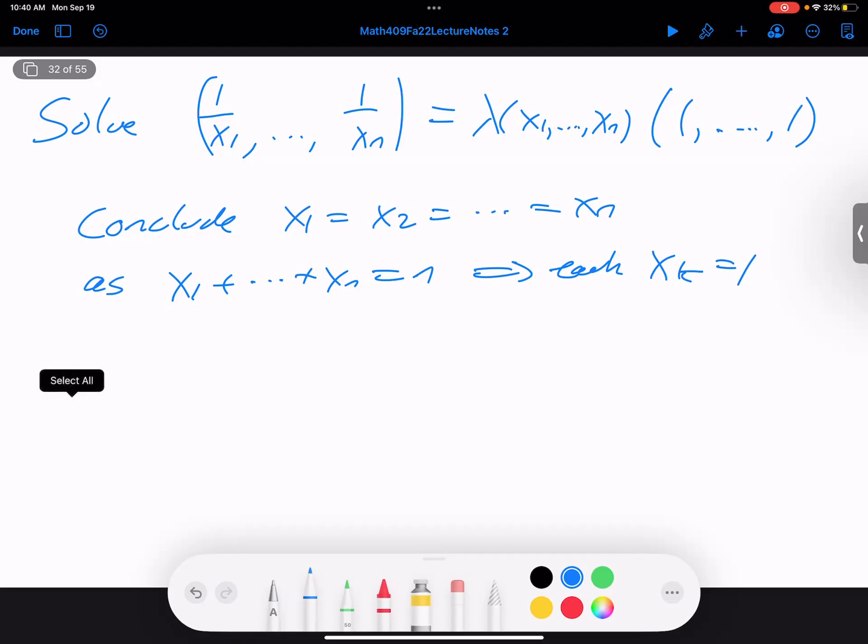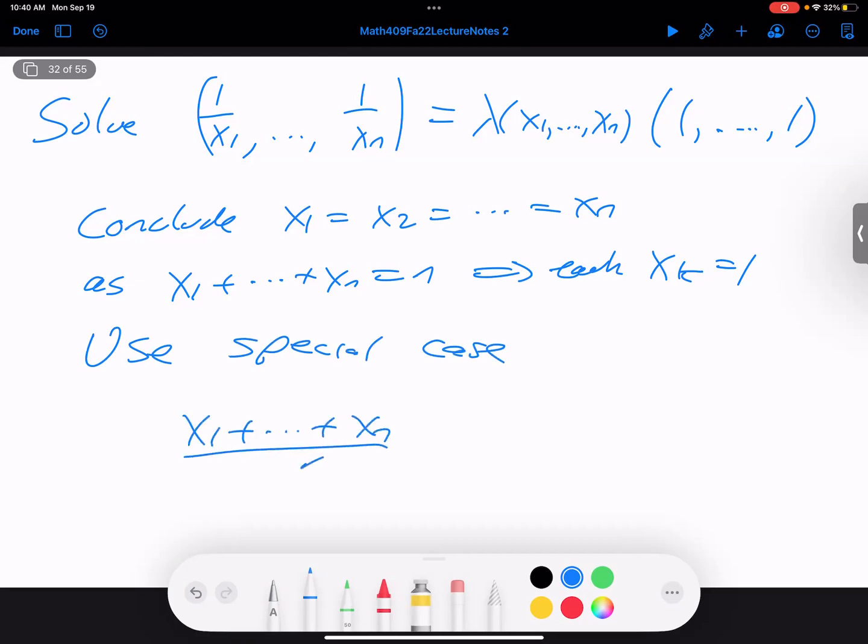Because if one of the x's goes close to 0, then the geometric mean goes to 0 as well. So what we can do is use a special case. So we have x1 plus through xn over n, and we have the nth root of x1 through xn. As we send one of the x's to 0, the product goes to 0, but the sum is staying the same. Well, we've got to be careful. Maybe if one of the x's is going to 0, the other x's are getting large and the product is becoming huge.